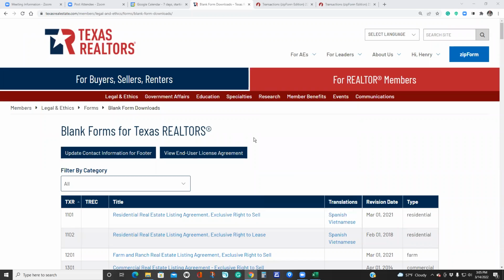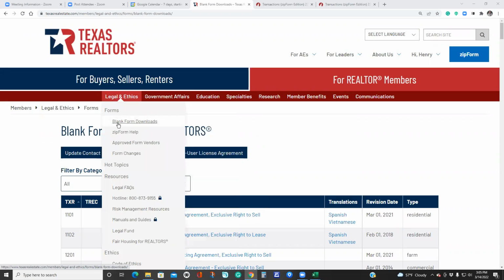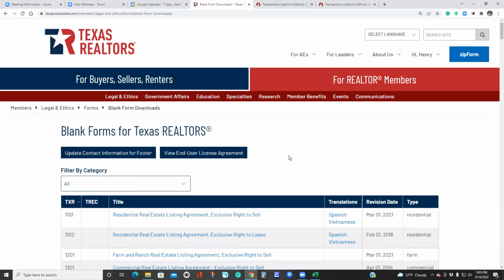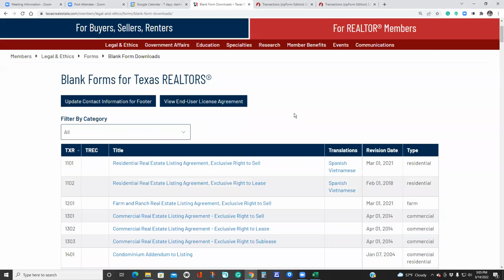Right, so we start off with texasrealestate.com. There's the Legal and Ethics, Forms Downloads, and this is where all the forms are at. Every form you need is in here. Let's just do an example.